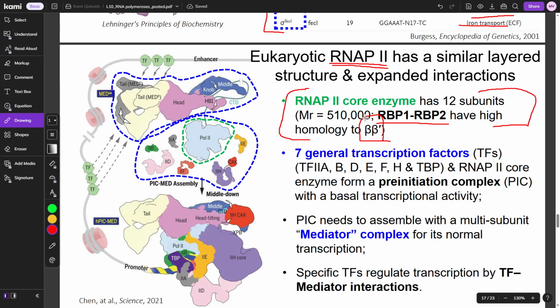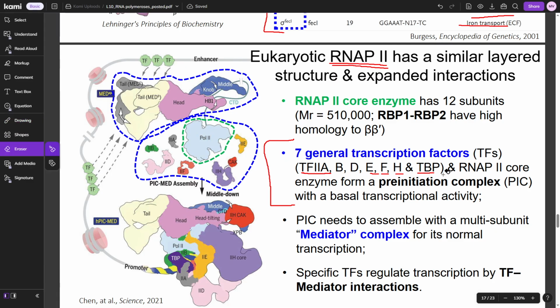Now, for prokaryotes we just have sigma. But in eukaryotes we have 7 general transcription factors, and I would memorize these: TFIIA, TFIIB, D, E, F, H, and TBP. TBP stands for TATA-binding protein, something you probably already saw in Bio 200. There's also a core enzyme. These all bind together to form the pre-initiation complex, which is the pre-initiation step for transcription.